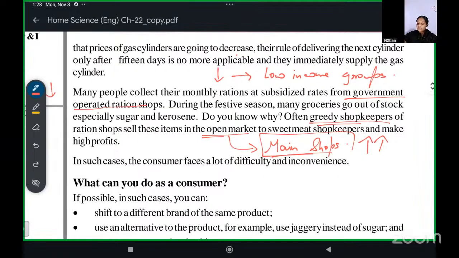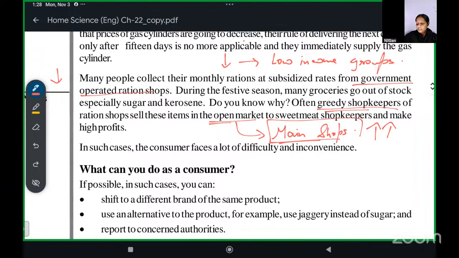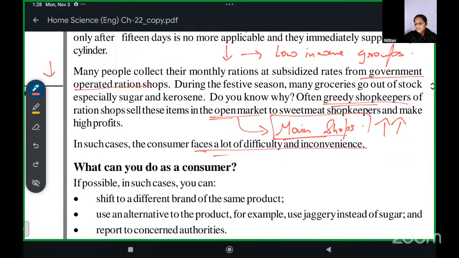In such cases, the consumer faces a lot of difficulty and inconvenience. Now, what will the low income groups do? They want to buy from government operated ration shops, but there is no stock. Why? Because these shopkeepers are selling at the open market, means in the main shops at higher prices.